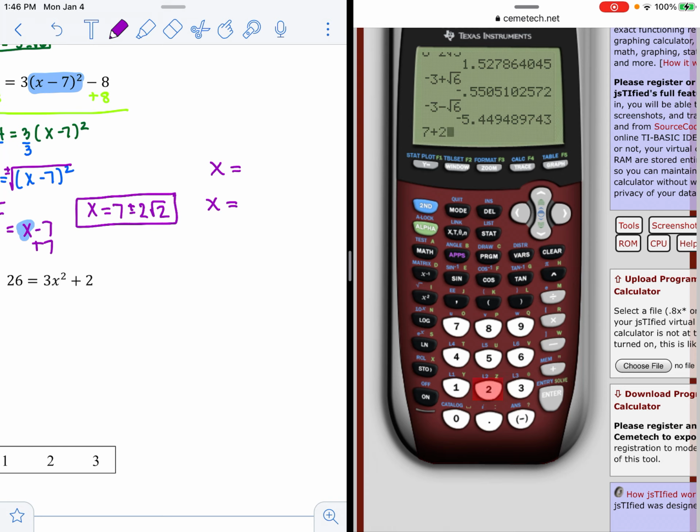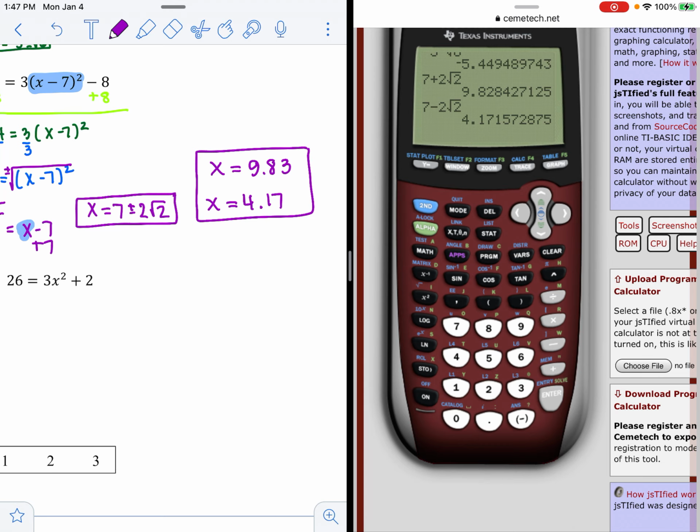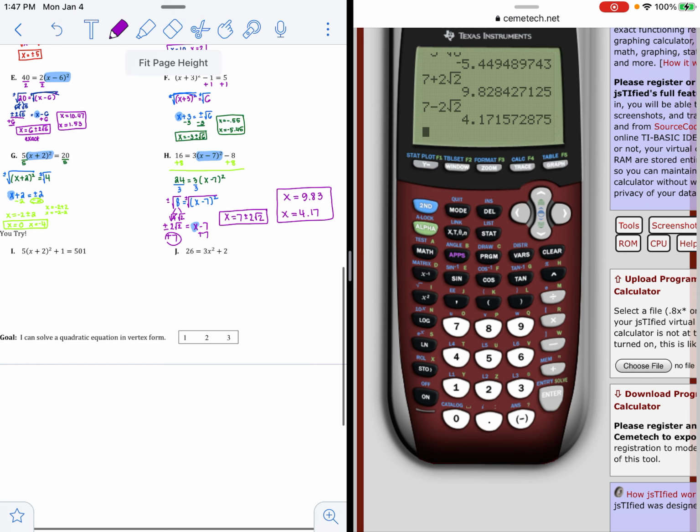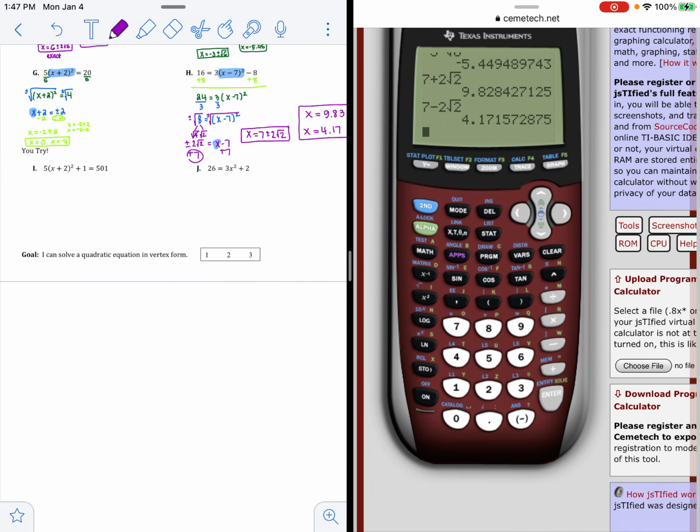I'm going to do 7 plus 2 root 2. My first answer is 9.83. And then I'm going to do 7 minus 2 root 2. And my second answer is 4.17. Okay. All right, there's 2 for you to try. Go ahead and pause the video and try them on your own, and then we can check back and see how you did.